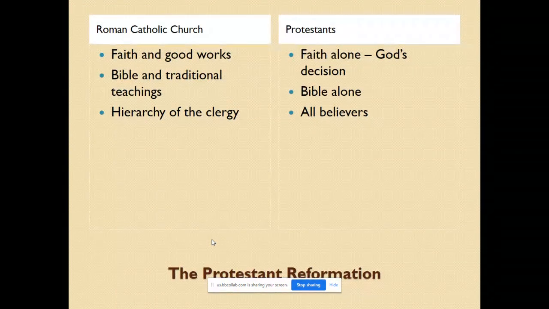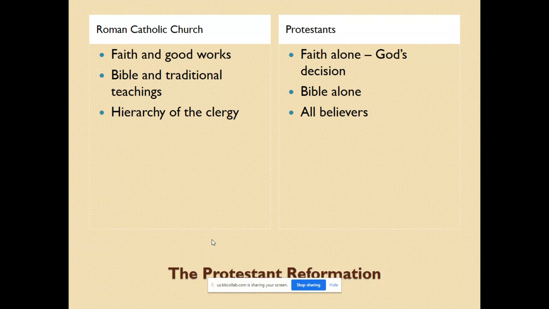So the big difference between the medieval Roman Catholic Church and these new Protestants, if you had to boil it down to very broad, wide sweeping statements: what is the point of church? What does the church teach? Well, the Catholic Church taught that you got to have faith, but you also had to do good works. Luther taught that you had to have faith alone and that it was God's decision.